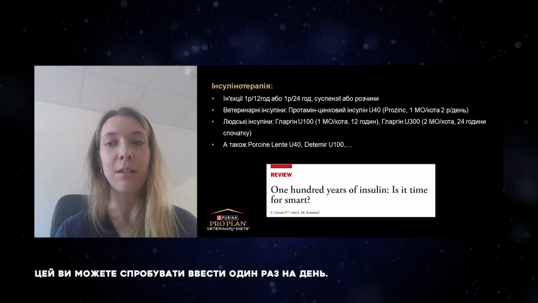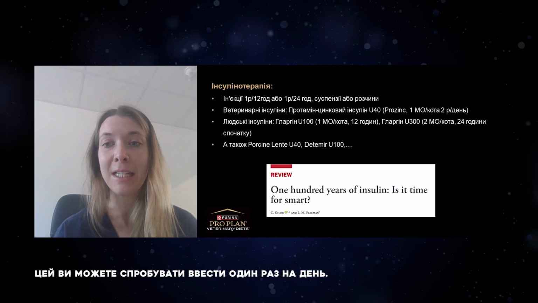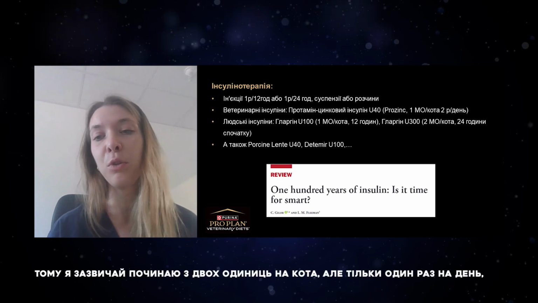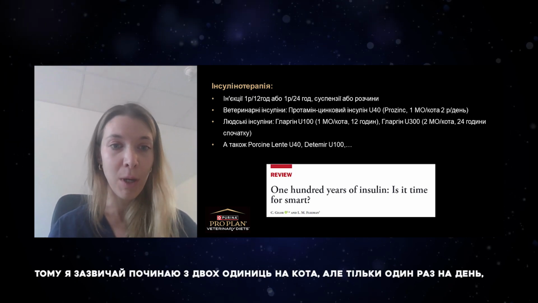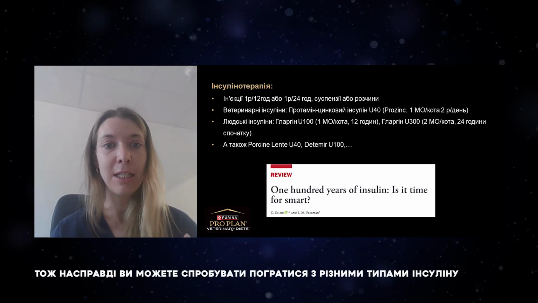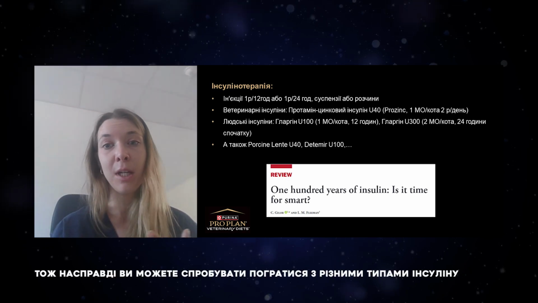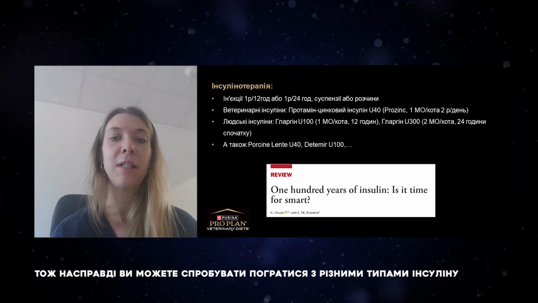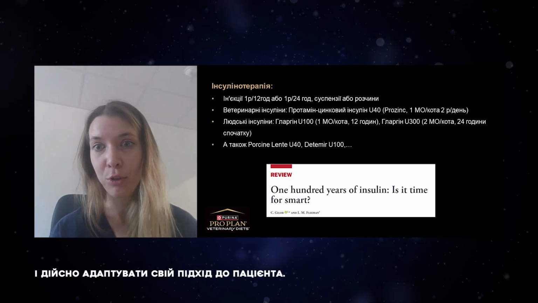And with this one, actually, you can try once a day. So I usually start with 2 units per cat, but only once a day. But there are a lot of other options. So you can really try to play with different types of insulin and really adapt your approach to the patient.